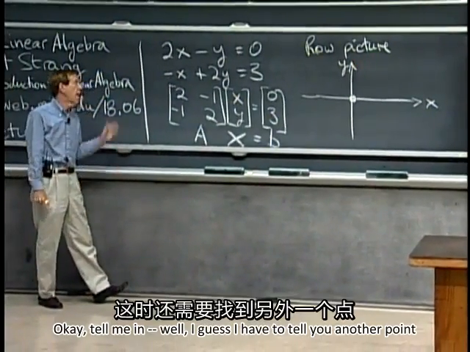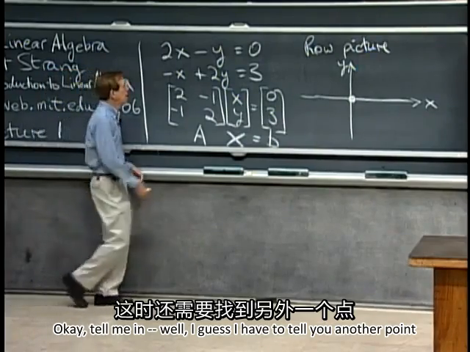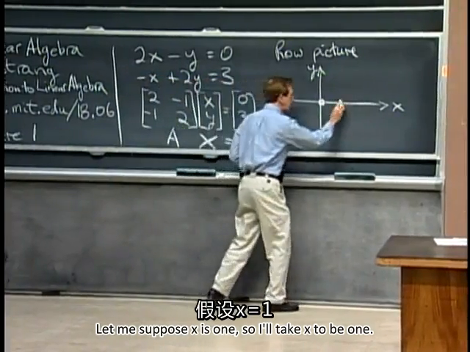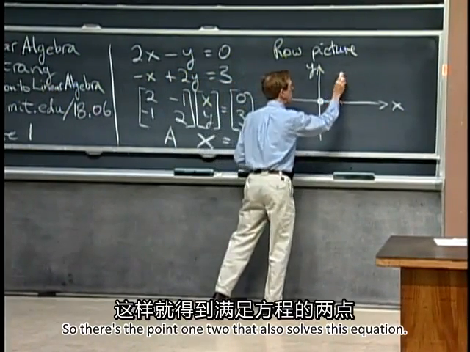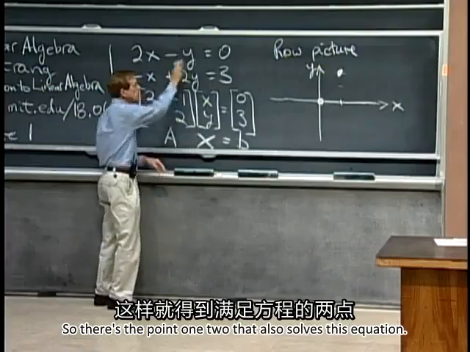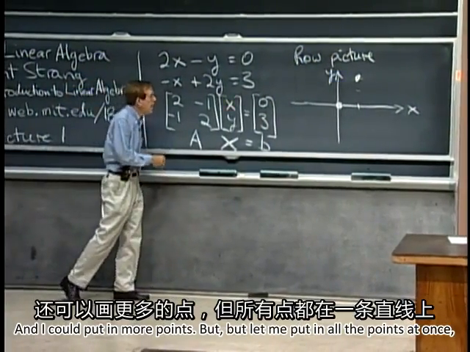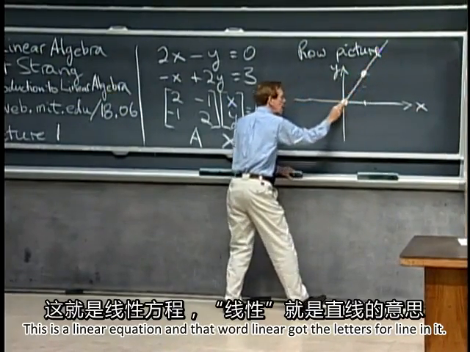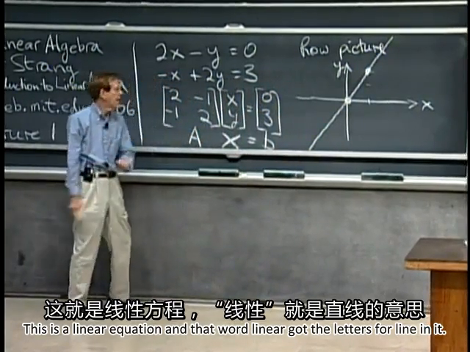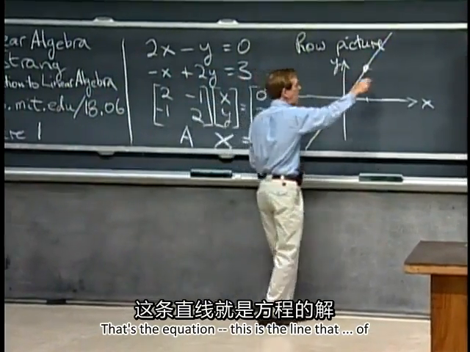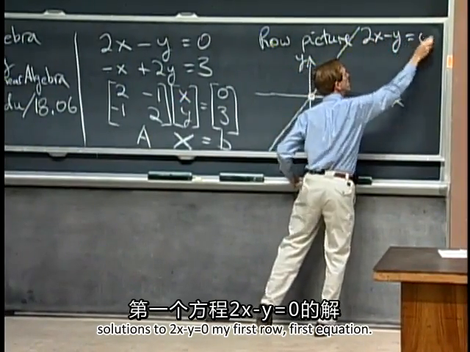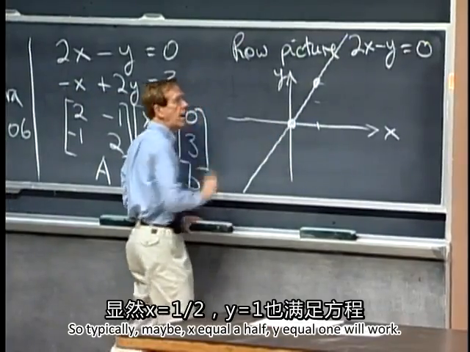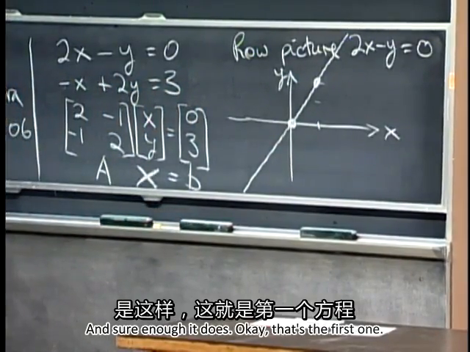It solves that equation. Okay, tell me, well, I guess I have to tell you, another point that solves this same equation. Let me suppose x is 1, so I'll take x to be 1. Then y should be 2, right? So there's the point 1, 2 that also solves this equation. Then I could put in more points. But let me put in all the points at once, because they all lie on a straight line. This is a linear equation, and that word linear has the letters for line in it. This is the line of solutions to 2x minus y equals 0, my first row, first equation. So typically maybe x equal a half, y equal 1 will work. And sure enough, it does. Okay, that's the first one.